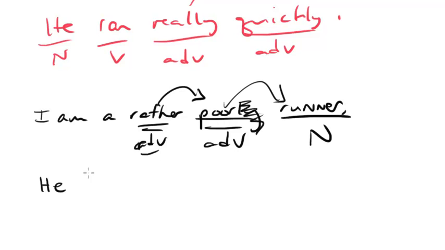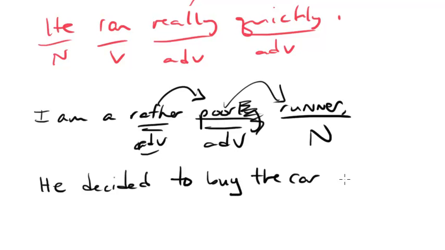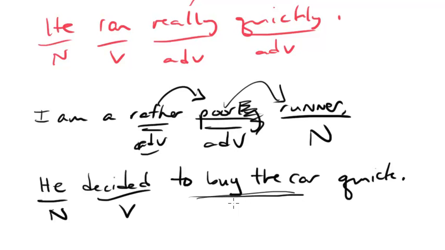He decided to buy the car quick. So what's going on here? We got our noun, we got our verb. To buy the car, it's a prepositional phrase. Technically, we don't really need to know this for the SAT, but it's an adverb modifying decided. Or it's the object, actually. Sorry, it's not an adverb. It's a prepositional phrase that's the object of this verb, but we don't really need to care about that.